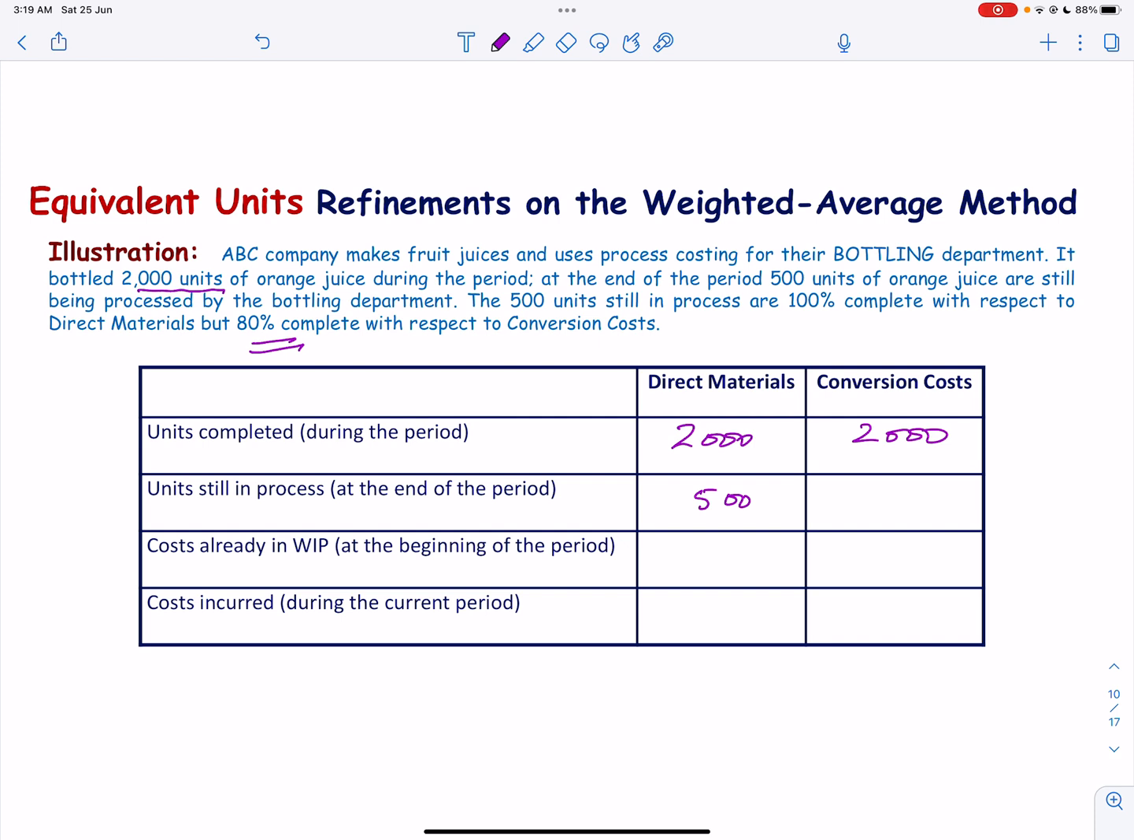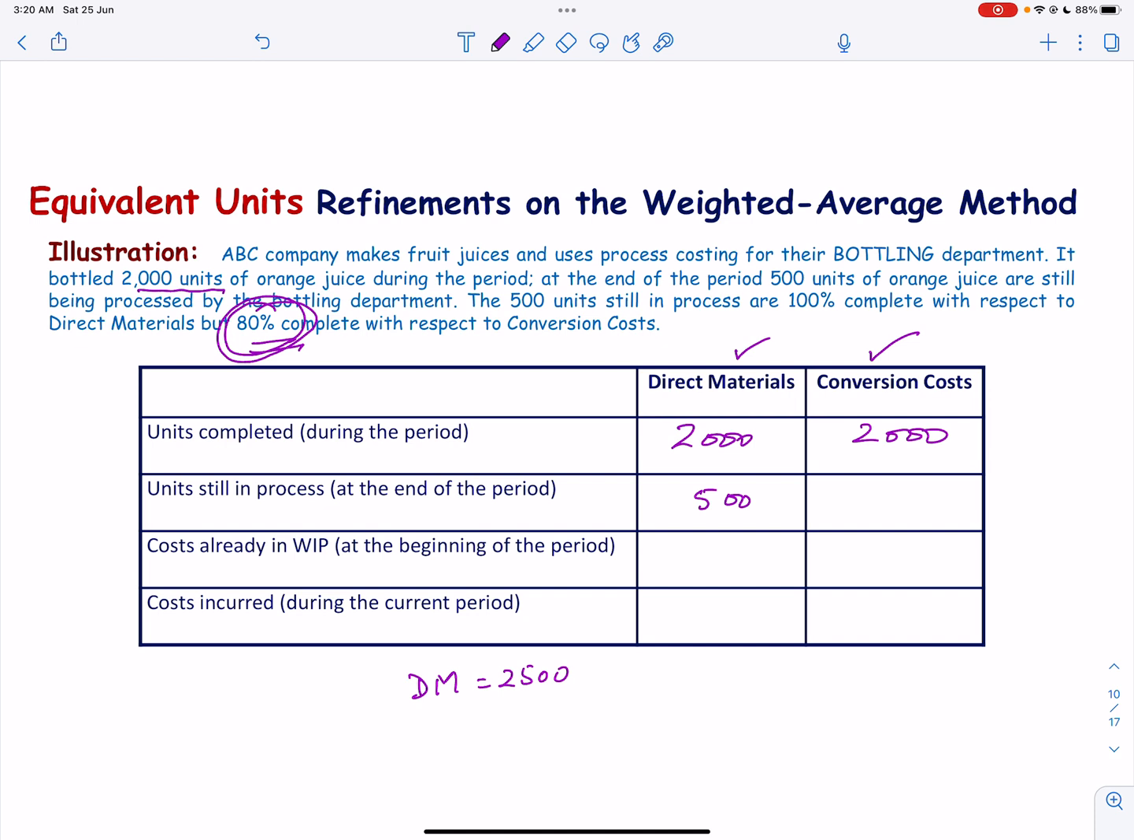Just keep in mind the conversion cost is direct labor plus manufacturing overhead. So direct material will be 2,000 plus 500, that is 2,500, and that is complete units. We are considering direct material as complete because we are assuming that all direct material contents are poured in these 2,500 bottles and no more direct material will be added. While 80% of the conversion means that still some additional work needs to be done by the bottling department. That's why direct material and conversion cost are split into two, as they have a different cost per equivalent unit.